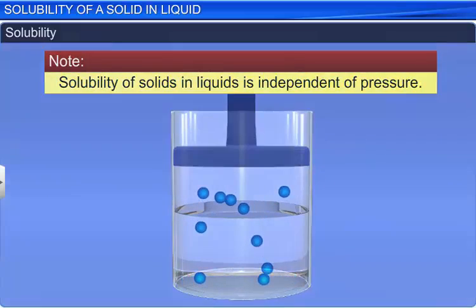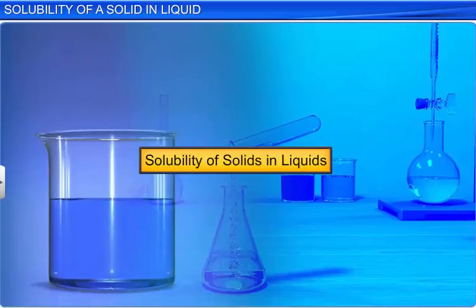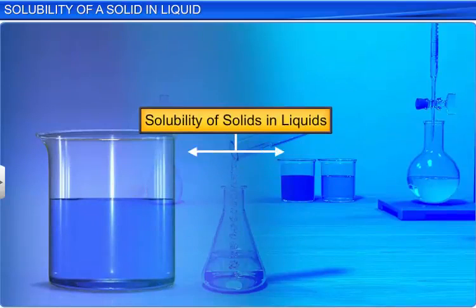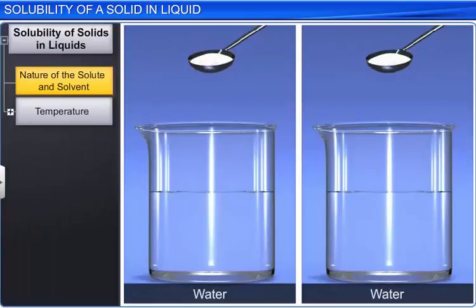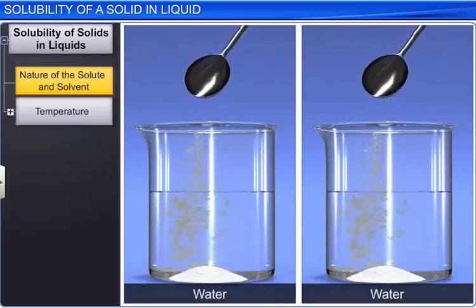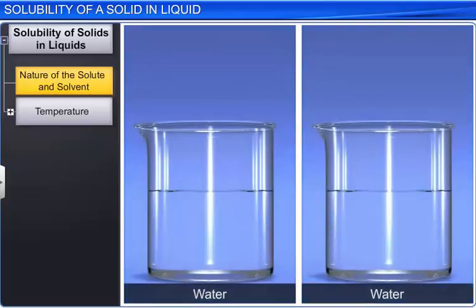Let us first discuss the solubility of solids in liquids. The solubility of solids in liquids depends upon two factors, namely, the nature of the solute and solvent, and the temperature. Let's discuss how solubility depends on the nature of the solute and solvent. It is observed that while sodium chloride and sugar dissolve readily in water, naphthalene and anthracene do not.